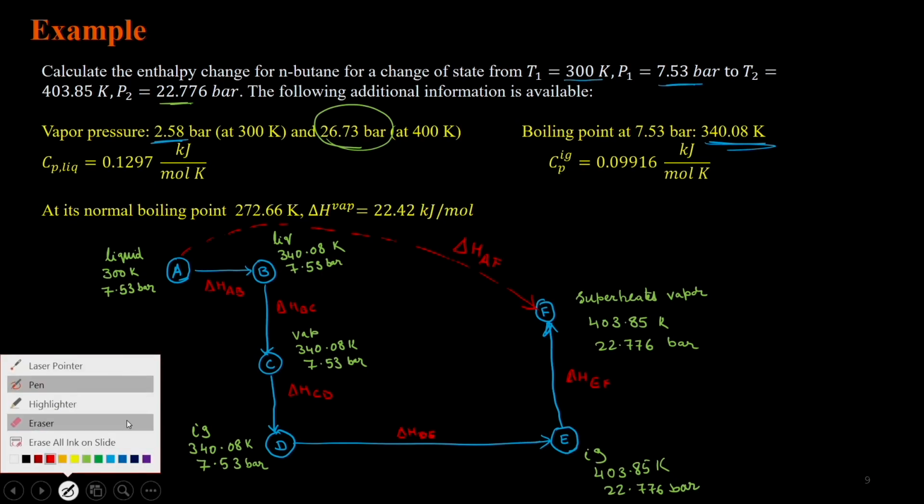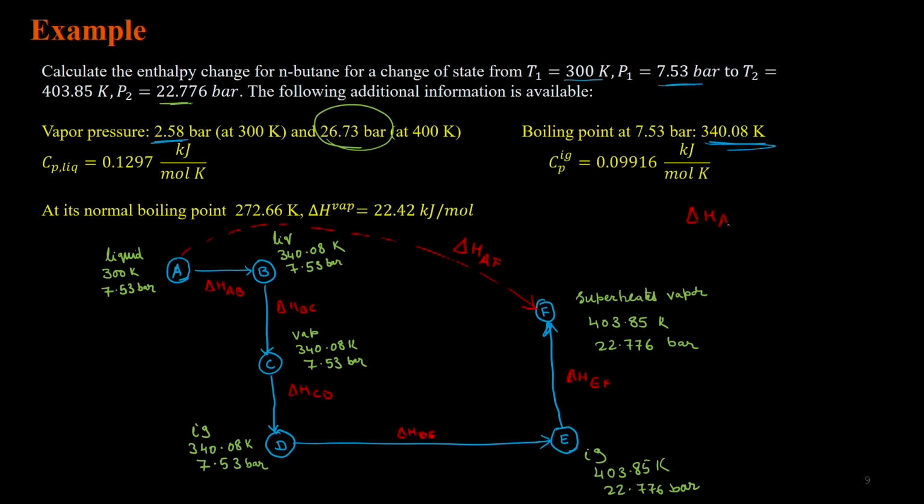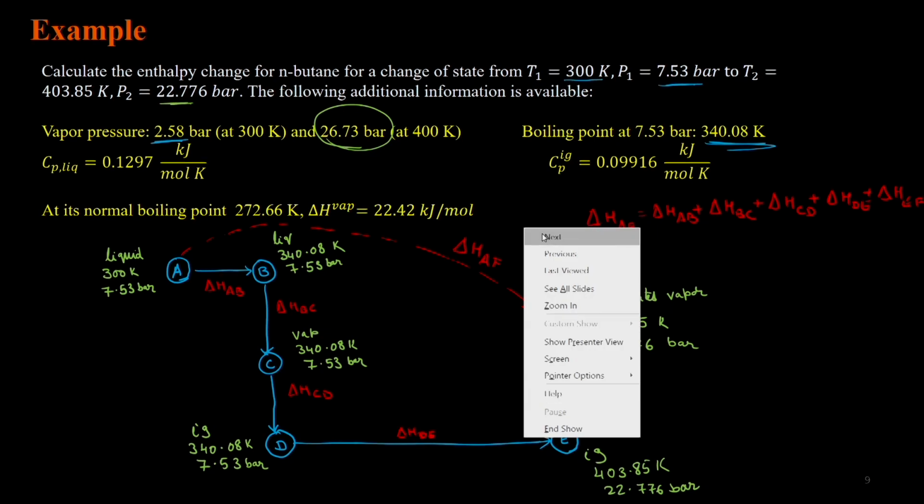So delta H AF is going to be the sum of these: delta H A to B plus B to C plus C to D plus D to E plus E to F. Right? So this is what we're going to do. Now, let's see how we can find delta H for each of these steps we have just decided to use. Delta H A to B.